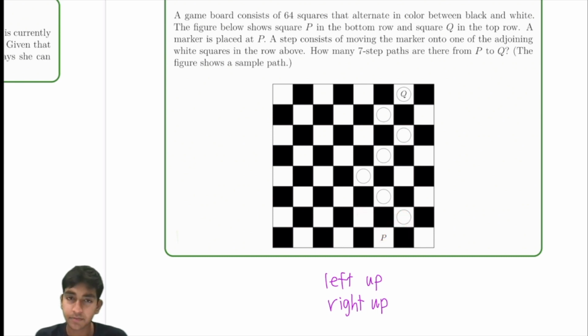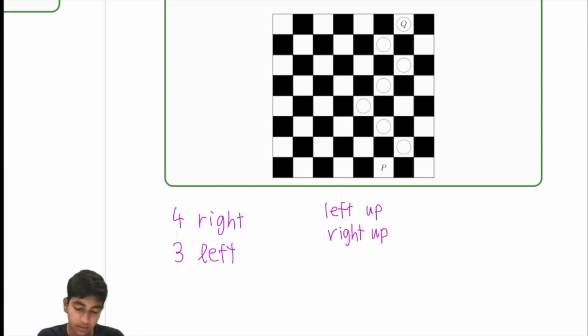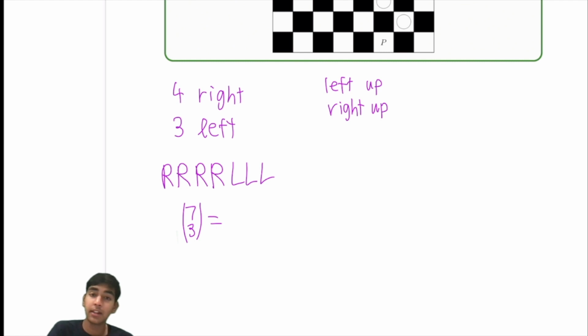What does that mean? So at the end, if we're trying to net going 1 square right, we must have 4 right jumps and 3 left. So how many ways are there to do this? Our same trick. We can write them as R, R, R, R, L, L, L. 7 choose 3 equals 7 times 6 times 5 over 6, that's 35. This is the total number of ways.